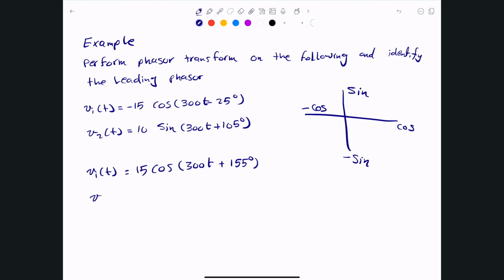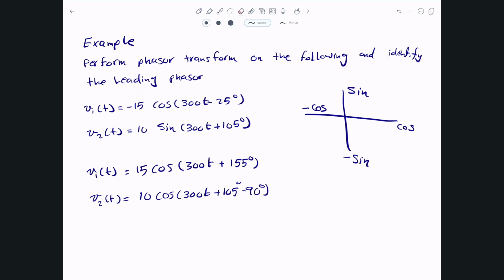Well, this is not a phasor yet. We're still in the time domain. So V2 of t, what I need to do is go from sine to cosine, so I need to subtract 90 degrees in here, okay? So we're going to do 15, oh, this is not 15 now. It's 10 cosine 300t plus 105 degrees minus 90 degrees. And this happened to be exactly 15 degrees. So let me just write this here. This will be 15 degrees.